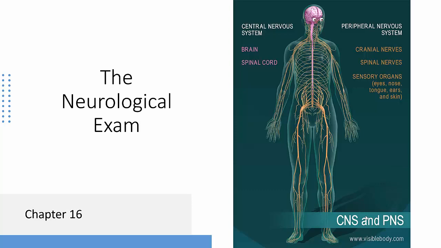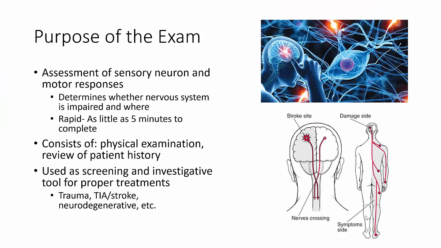Hi guys. So today we are going to talk about the neurological exam, which follows along with the cranial nerves from chapter 13. So the whole point of the neurological exam is to assess your sensory neuron and motor neuron function. The doctor will be looking for your responses to these various tests. So what it's going to do is determine if your nervous system is impaired somewhere. And the good thing about it is it's a really quick test. The doctor can complete it in as little as 5 minutes.